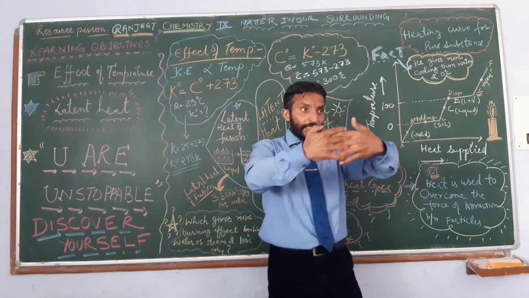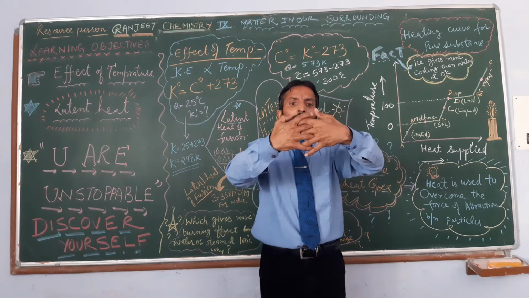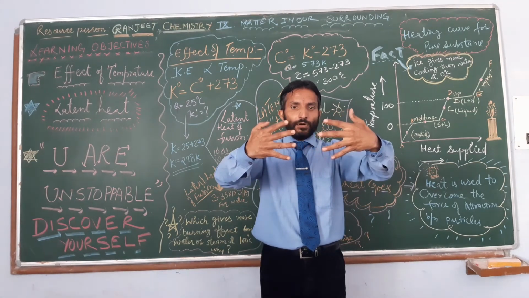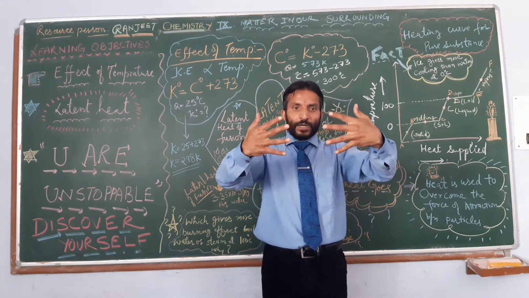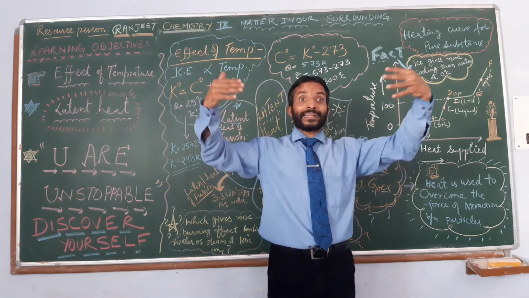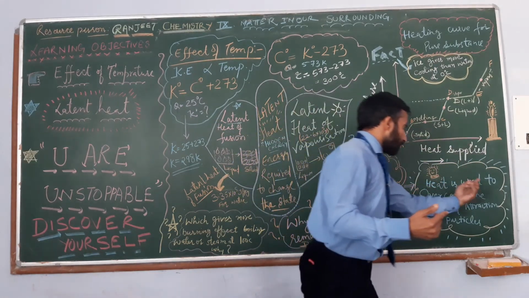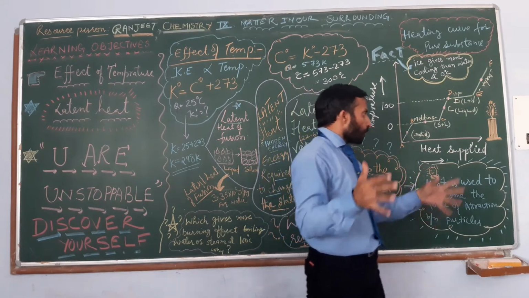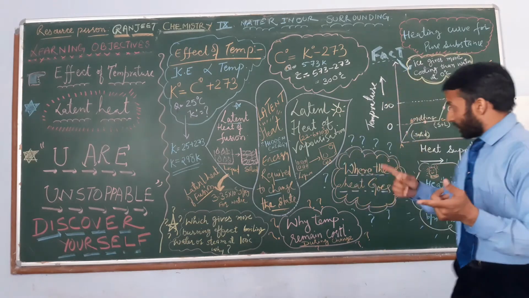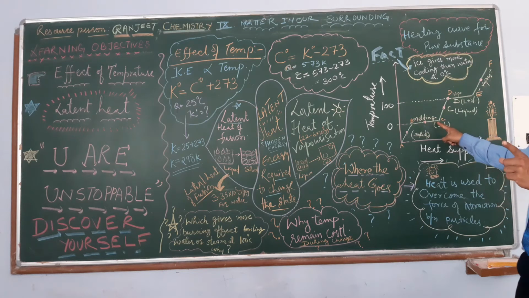So when I heat any solid, what happens with the energy which is given to the matter? It breaks this bond, overcomes the force of attraction. Due to this, particles move apart and go to the next state. Right? Now where does the energy go? Heat is used to overcome the force of attraction between particles. Right? This is our answer. This is the reason the temperature remains constant.